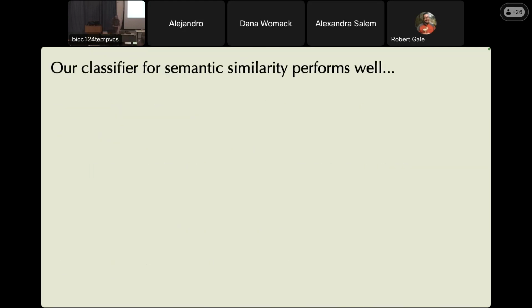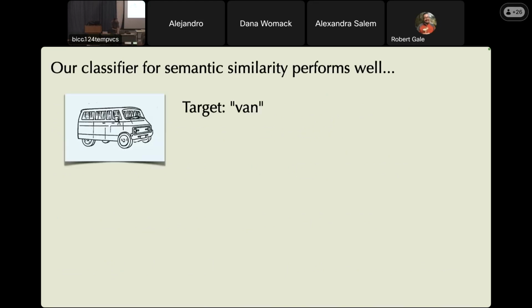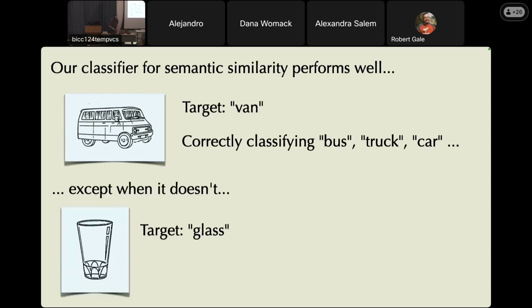When we did an error analysis, we started looking at what worked and what didn't work. With things like van, Word2Vec did a pretty good job, getting things like bus, truck, car close together with van, close enough that our classifier said they were related. That's the good news. The bad news is some other words it really struggled with. And this was one that drove us nuts, because the target word is glass. For some reason, we kept consistently missing cup.